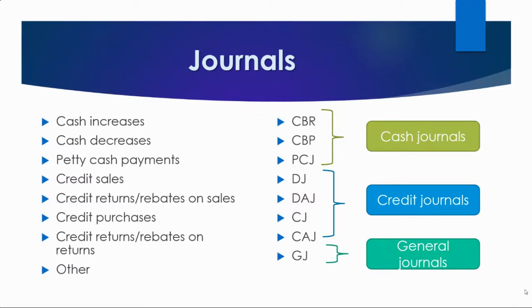Okay, so any credit sales that I made previously which are returned, or where I give a rebate or a discount, would be recorded in your debtors allowance journal. Then your creditors journal is where you record your credit purchases, and any returns relating to credit purchases to our suppliers would go to our creditors allowance journal. And then anything else that does not fit into your cash or credit journals would go to your general journal.